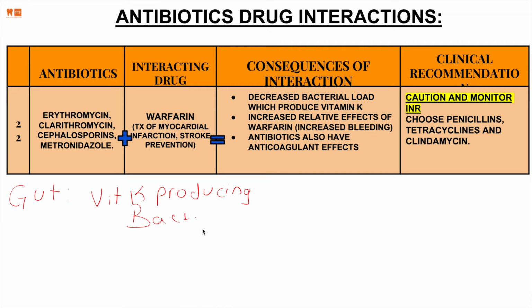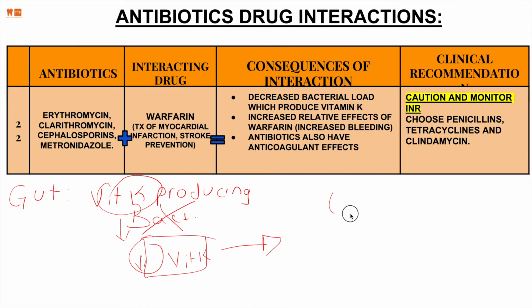Now, if those bacteria are dead, then we will have less vitamin K being produced, right? Less vitamin K. So far, so good. If we kill the bacteria that produce vitamin K, it will produce less vitamin K. Perfect. So that's set. Now, how is that associated with warfarin? Warfarin we know is an anticoagulant. And fun fact, vitamin K is a coagulant.